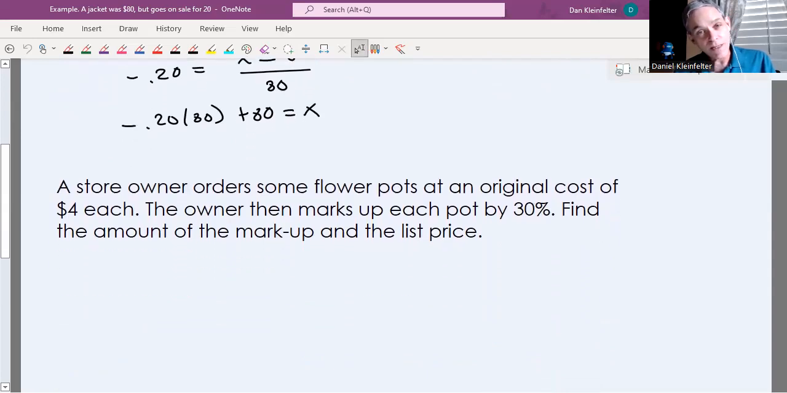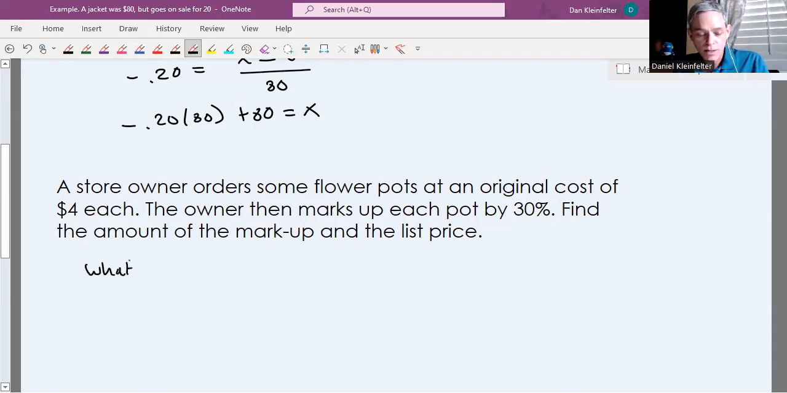Okay, going the other direction from a sale would be the idea of a markup. So a store owner orders some flower pots at an original cost of $4 each. So the wholesaler or supplier sells them to the store at $4 each. Of course, the store owner is not going to turn around and sell them for $4 because he or she needs to make a profit on them. So the owner is going to mark them up by 30%. So we need to find the amount of the markup and then what's called the list price. The list price is the amount that these pots will actually sell for. So we need to first figure out the amount of profit or markup the owner is going to build into the cost of these pots.